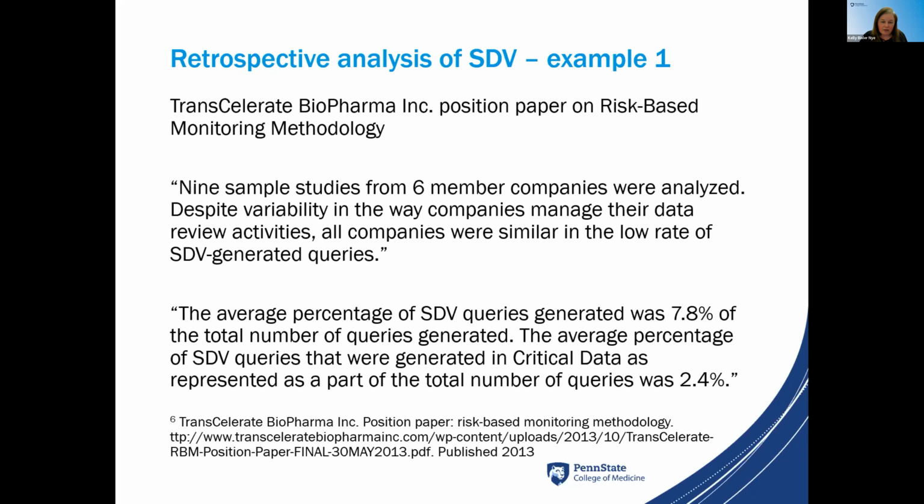So there were a lot of queries coming from that central monitoring process. And the average percentage of the critical data queries that were represented from the source data verification was only 2.4%.